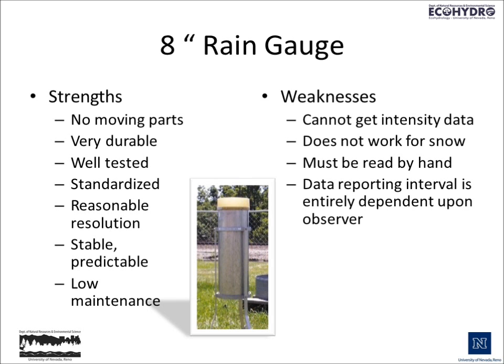Some of the weaknesses: you can't get intensity data from an 8-inch rain gauge. It's only going to give you the data that correspond with the time interval that we use to read the result from the rain gauge catch itself.